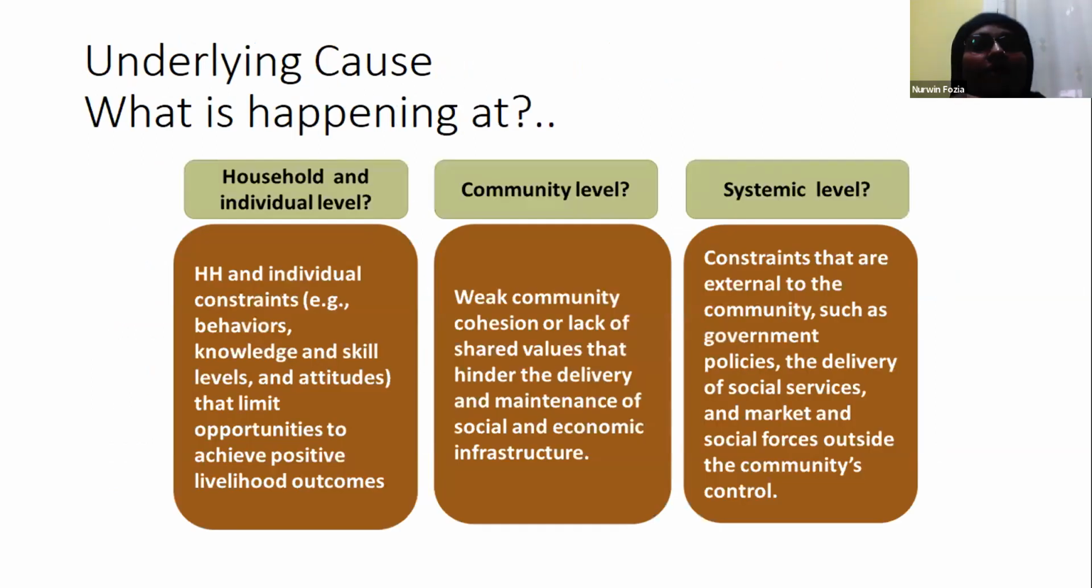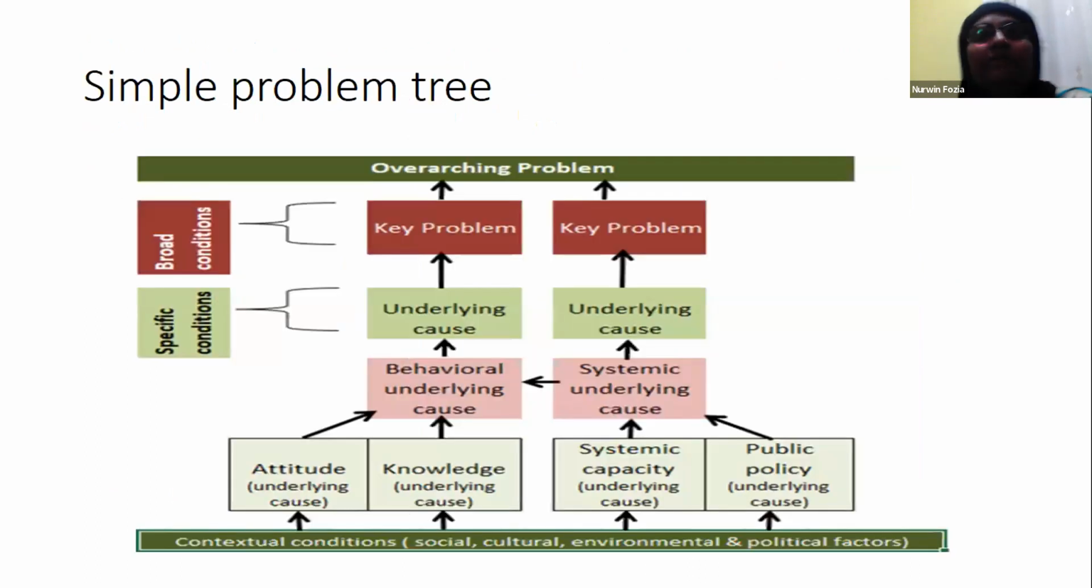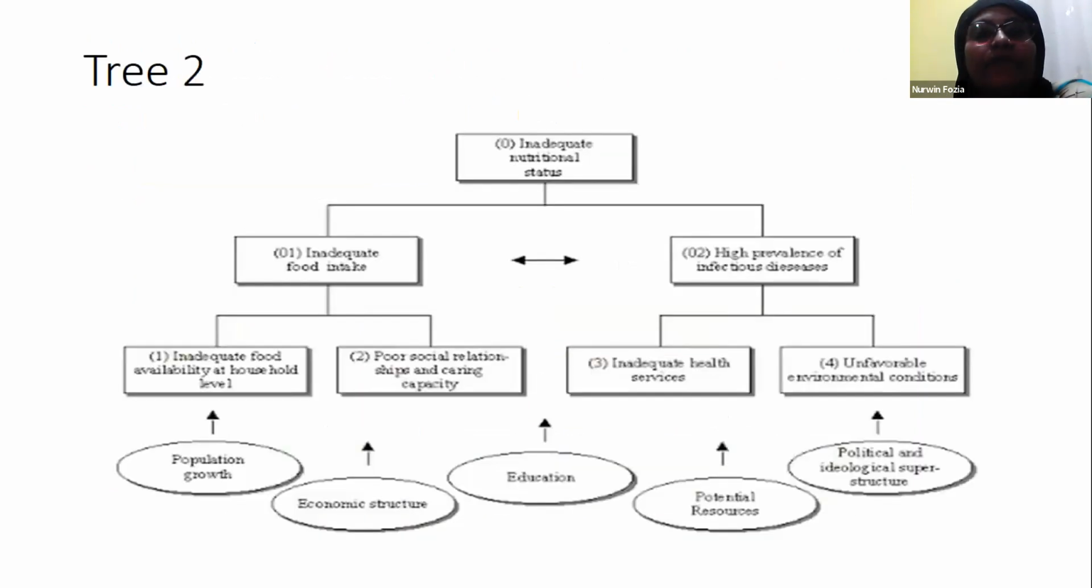So underlying cause, what is happening? For example, let me just go straight to what is the key problem? You're looking at a broad condition. What is the underlying cause? A specific condition. The behavioral underlying cause or attitude, all that comes there. So you are able to take that particular scenario. So this is a sample.